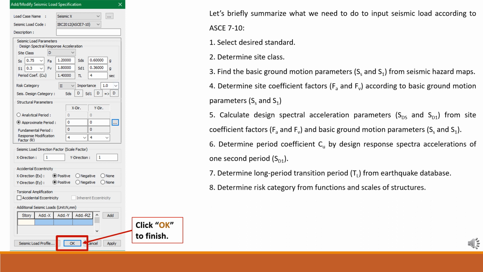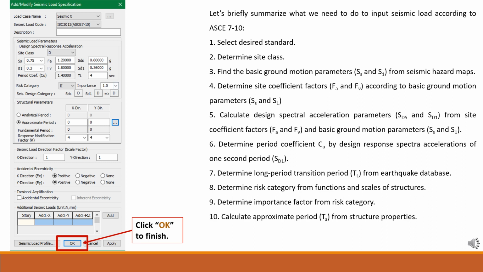8. Determine risk category from functions and scales of structures. 9. Determine importance factor from risk category. 10. Calculate approximate period, Ta, from structure properties. 11. Determine response modification factor, R, from structure types.